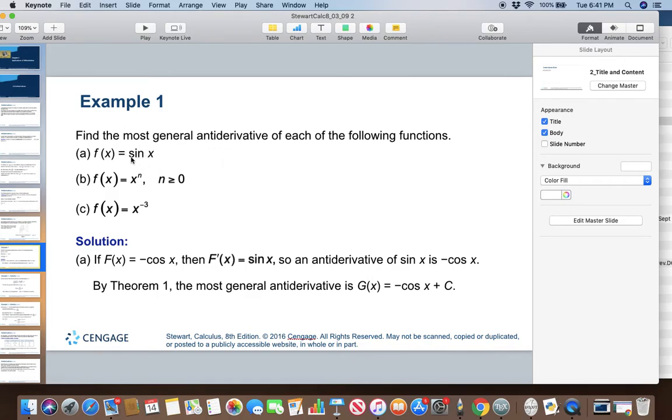Well, let's see whose derivative is sine. Well, derivative of cosine is negative sine. So derivative of negative cosine is plus sine. Okay. So this is one antiderivative. But the question wants me to find the general antiderivative. So I have to add a constant. So negative cosine x plus c. This guy's derivative is sine. Okay. Likewise for b, let's go.